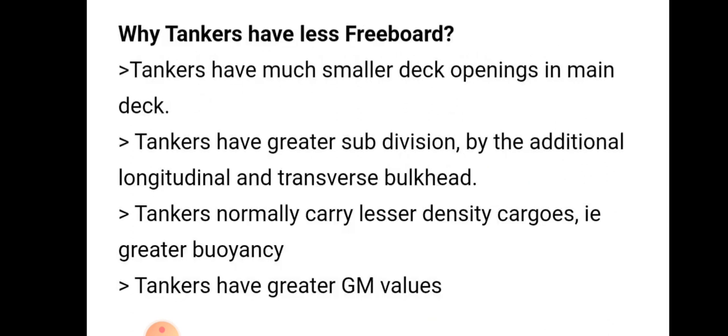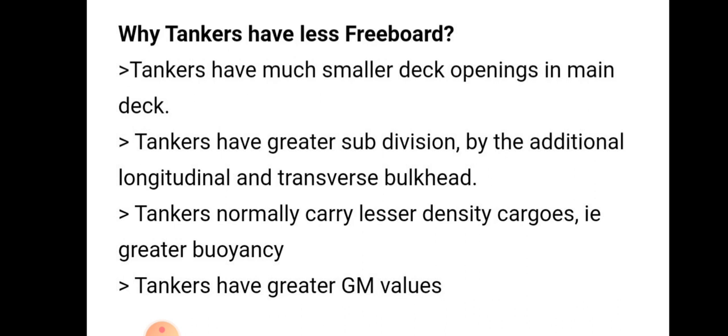Why do tankers have less freeboard? The reasons are: tankers have much smaller deck openings in the main deck. Tankers also have great subdivision by additional longitudinal and transverse bulkheads.